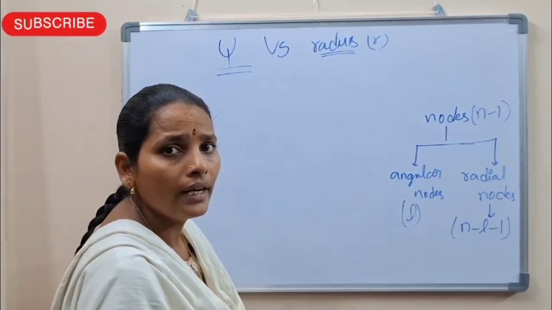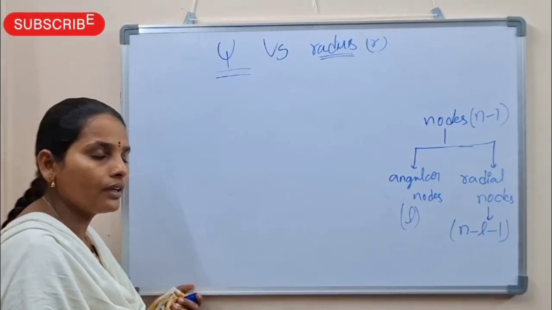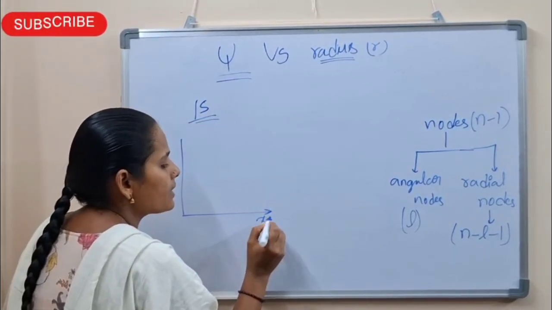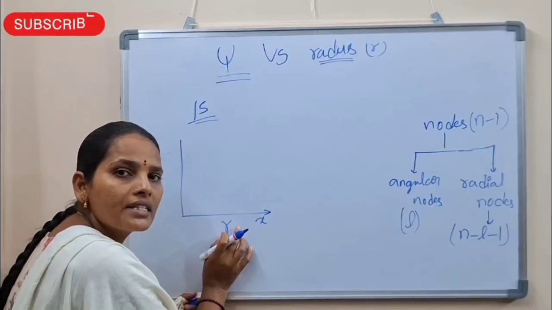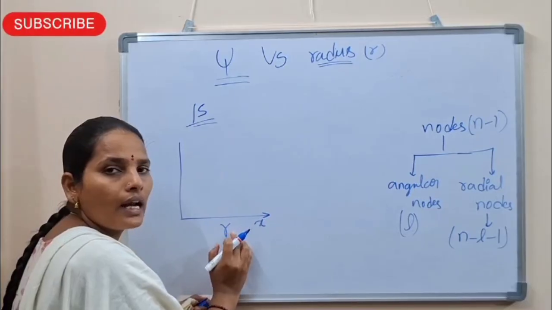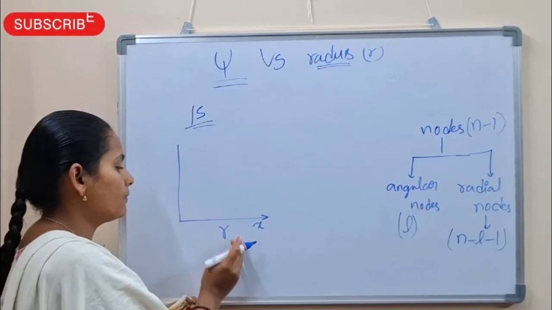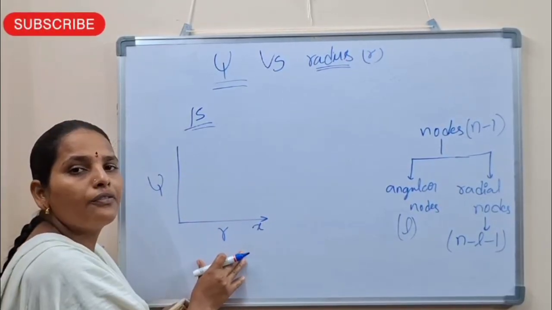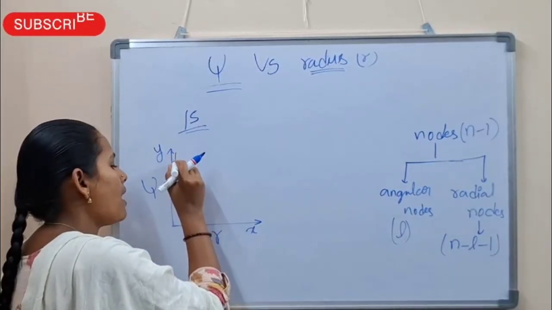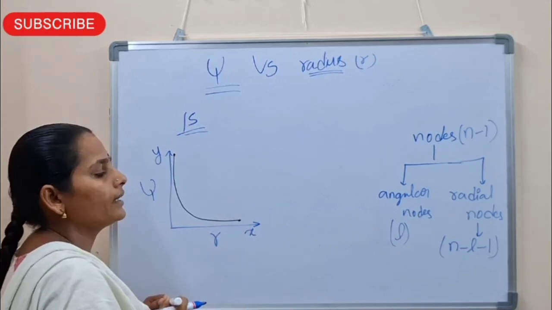Let us draw the graph for the 1s orbital. On the x-axis we are taking r, where r is the distance of the electron from the nucleus. Psi, the wave function, is on the y-axis. Then the graph will be like this.